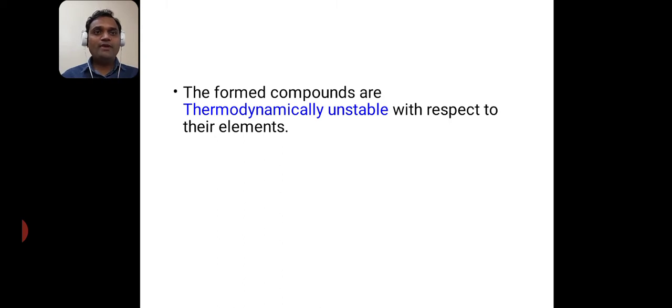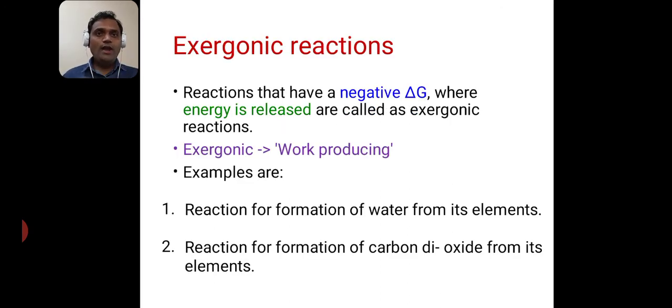In such types of reactions, the formed compounds are thermodynamically unstable with respect to their elements. When we consider endergonic reactions, in these reactions the formed compounds are thermodynamically unstable with respect to their elements. So these are the non-spontaneous reactions. Okay. Now, opposite to endergonic reactions, there are exergonic reactions.